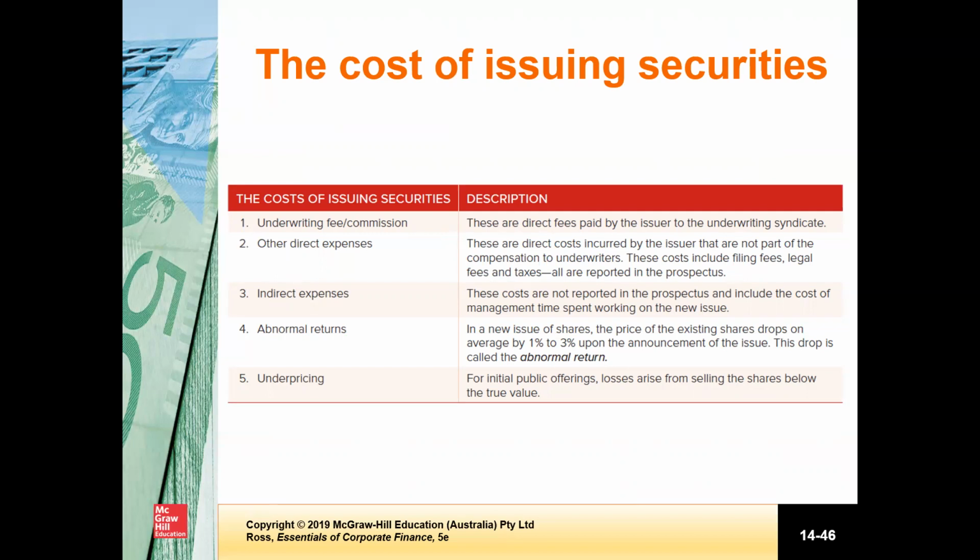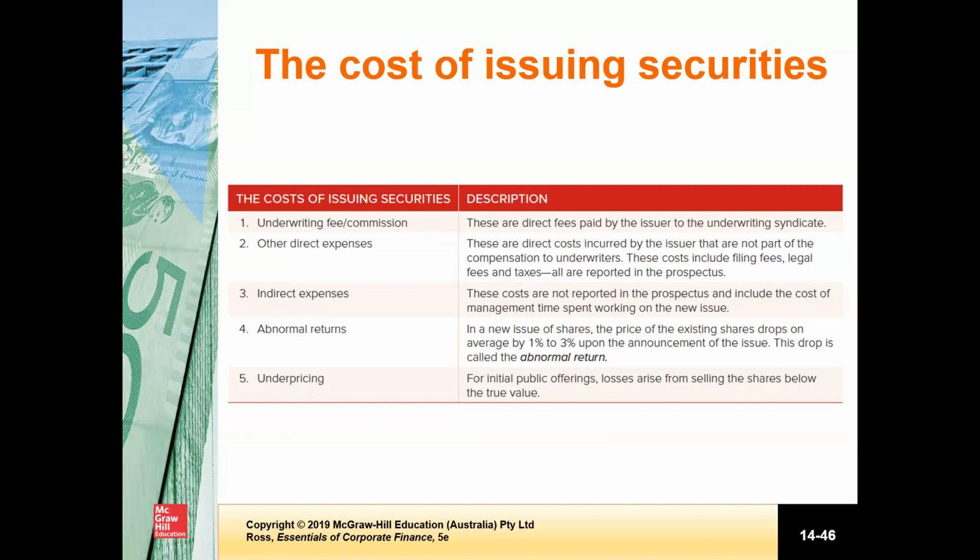So there are the 5 categories of cost: the underwriting fee, other direct expense, indirect expense, abnormal returns that we just discussed in the previous slide, and underpricing. Okay. And you can see that all these costs are briefly explained here. Underwriting fee, we also discussed that underwriter charges fee for taking the risk of selling the securities in the market. Other direct costs are, for example, filing fees, legal fees, taxes. Those are associated with issuing shares.